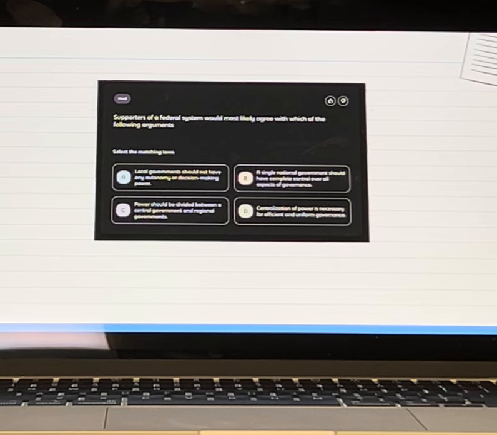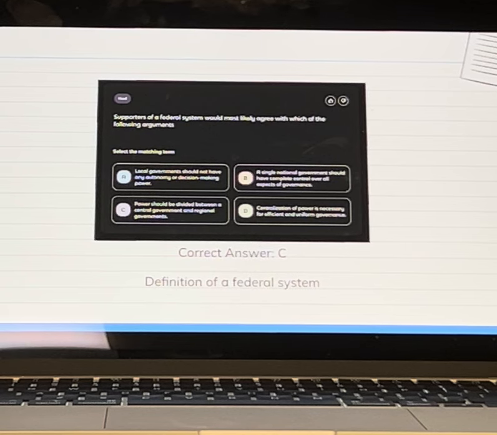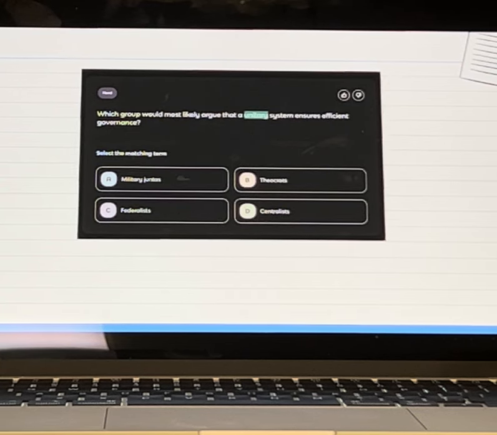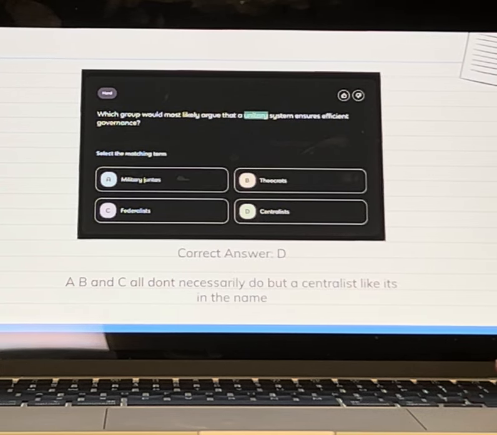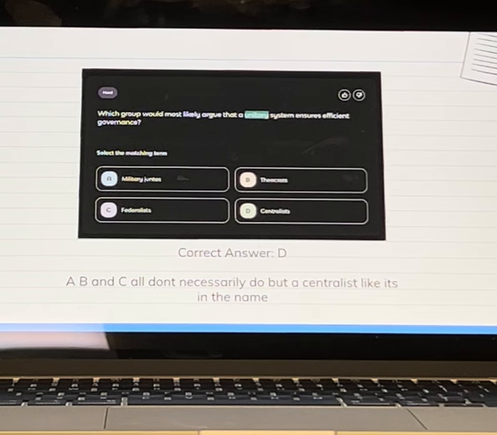The supporters of the federal system would most likely agree with which of the following arguments? The answer is C. C reads, power should be divided between a central government and local and regional governments. And again, that's literally the definition of a federal system. I think this is the last one. Which group would most likely argue that a unitary system ensures efficient governance?